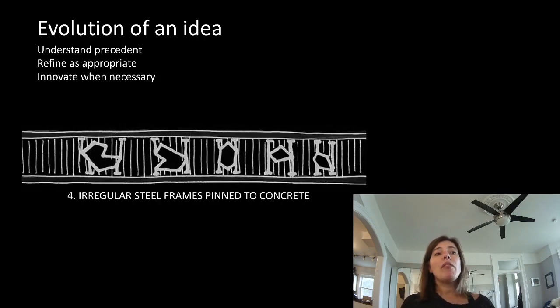So we said, well, what if we did the same thing, but we made 4 supports, so it could be just pinned connections now.